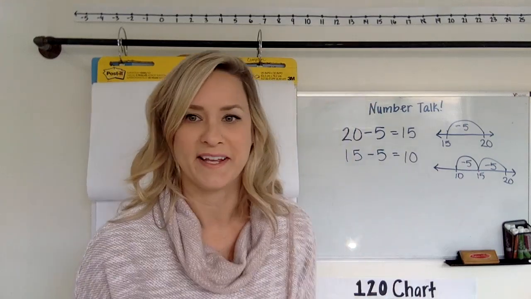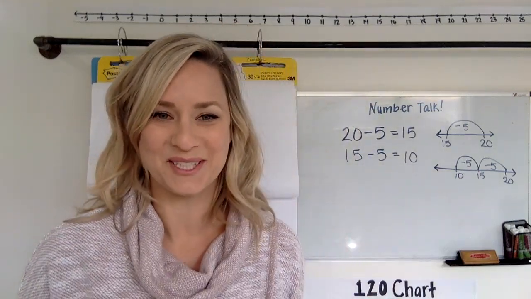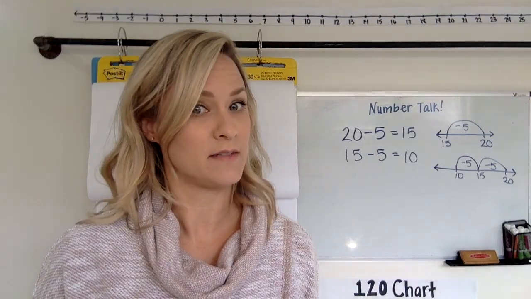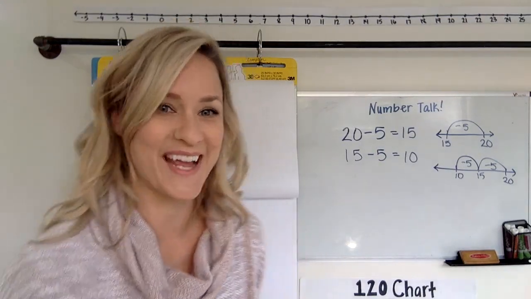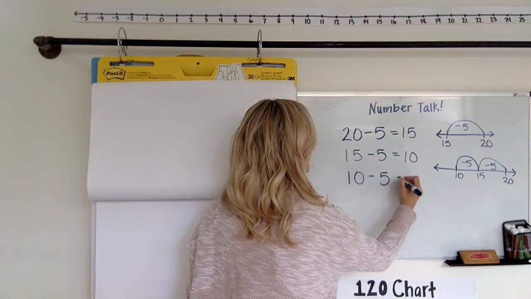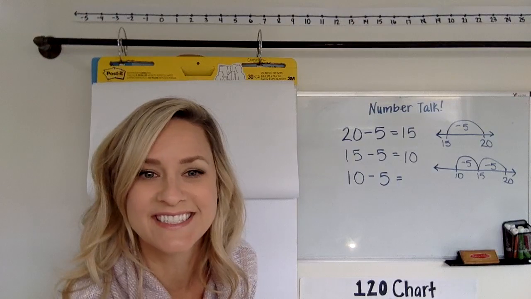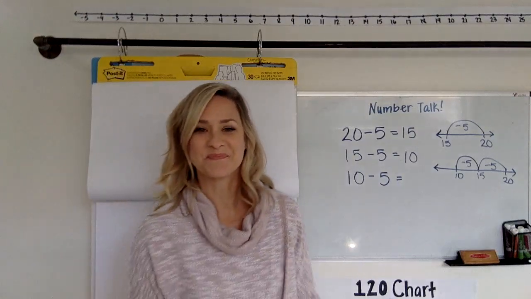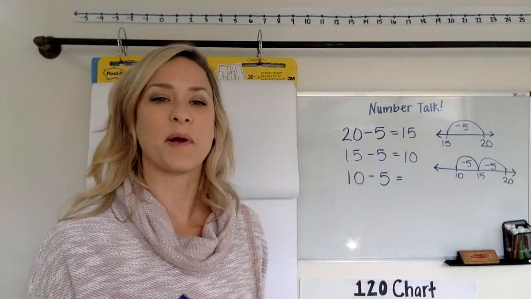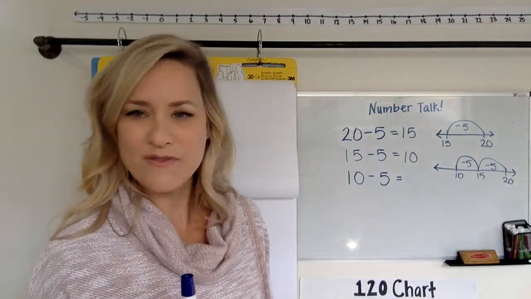All right, guess what my next question's going to be? Bet you can't guess. Did you get it right? Well, you don't know yet. I'm going to tell you. Okay, here it is. 10 minus 5 equals 1, 2, 3, tell me. You got it. 10 minus 5 is 5. And I bet a lot of you are probably just like, Mrs. Compton, I knew that one.